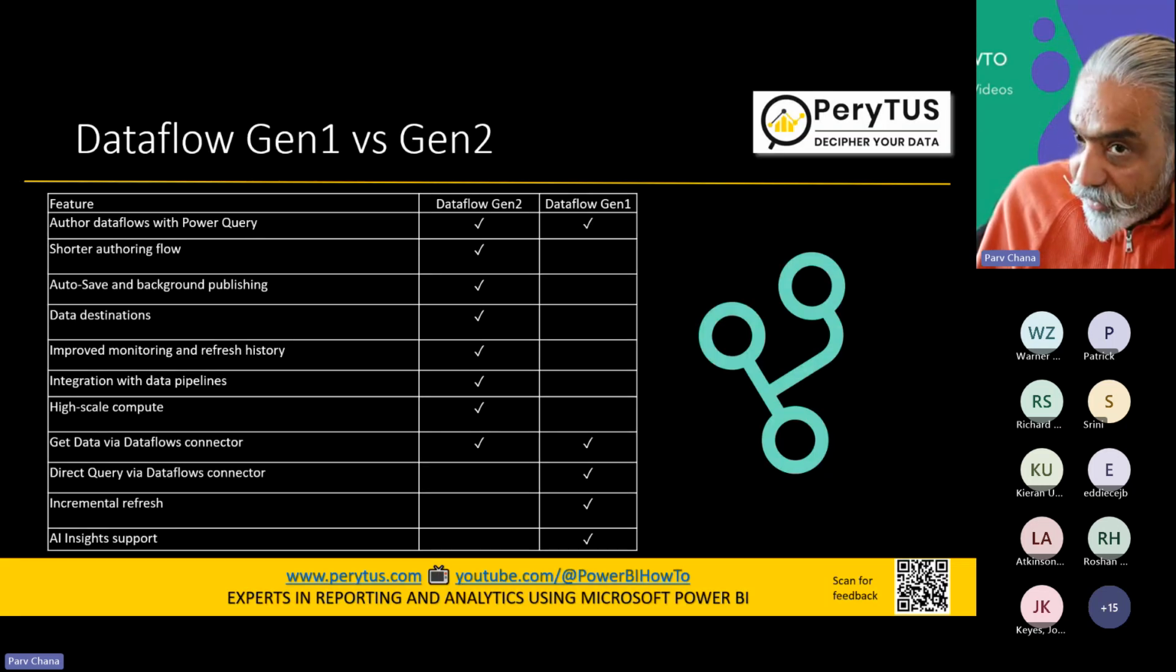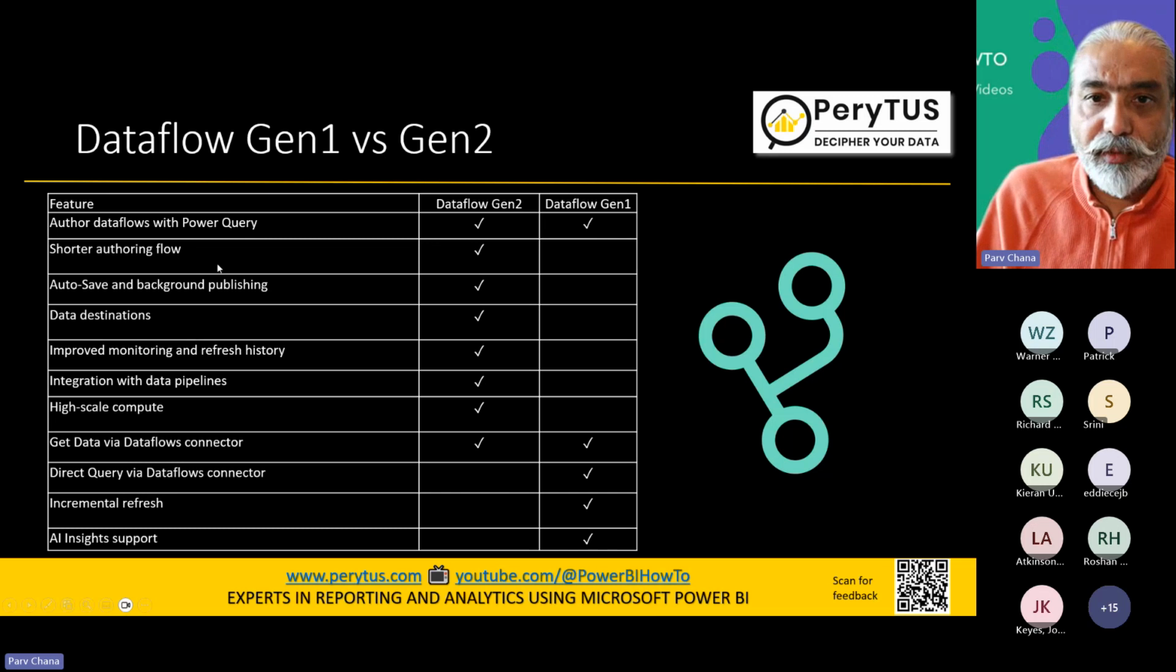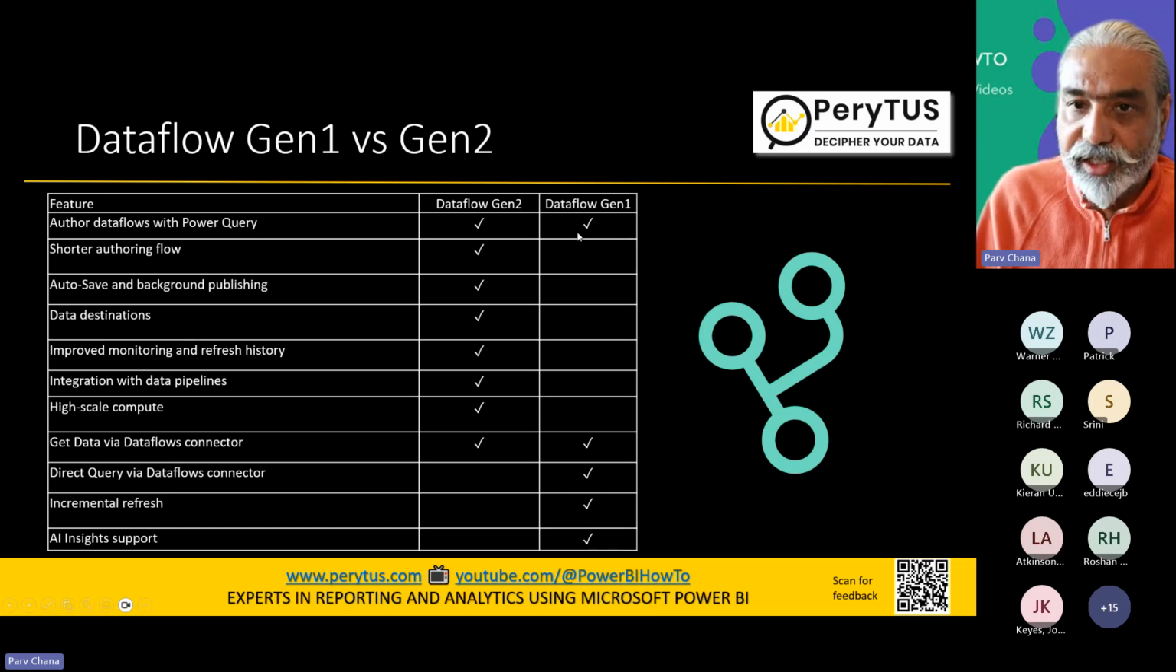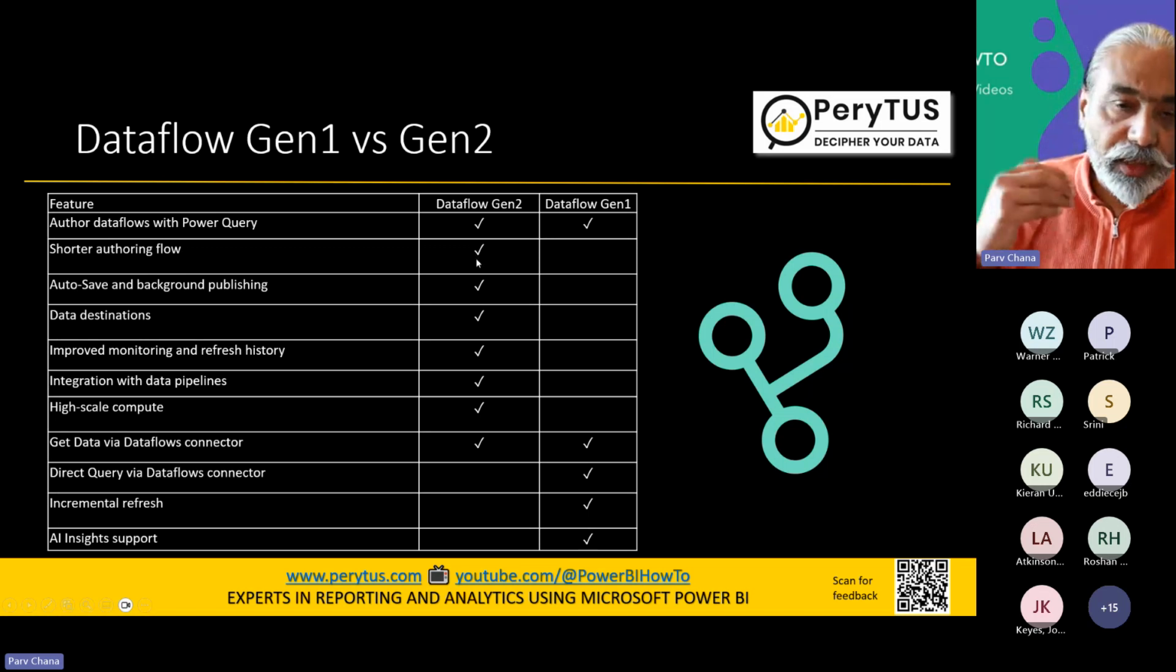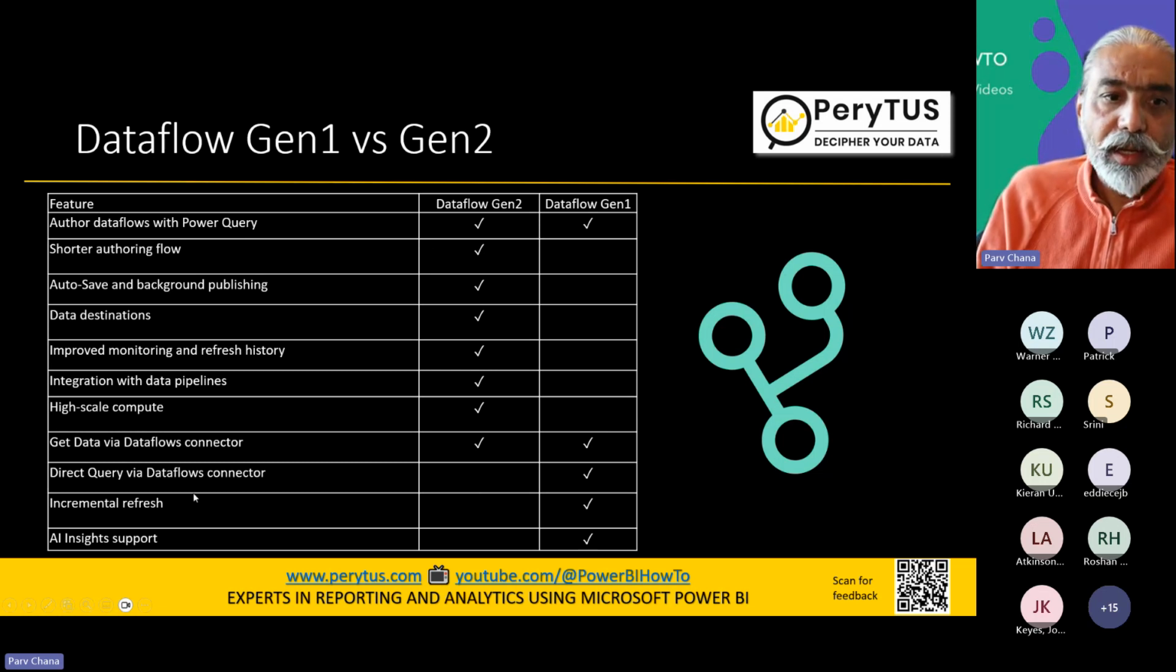Again, I just talked about the demo. Here is a quick comparison between Gen 2 and Gen 1. Of course, we talked about authoring dataflows with Power Query. Yes, both do that. Gen 2 has a shorter authoring flow because you can save as a draft, auto save, background publishing, and destinations, all things which were not available in Gen 1. The connectors, I think, are more or less the same.